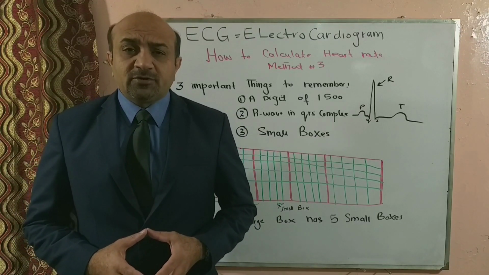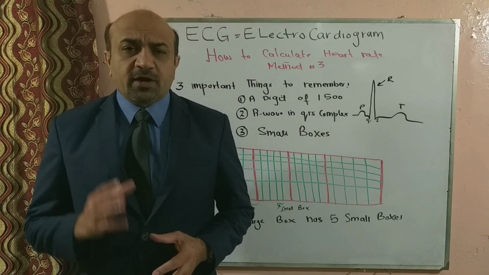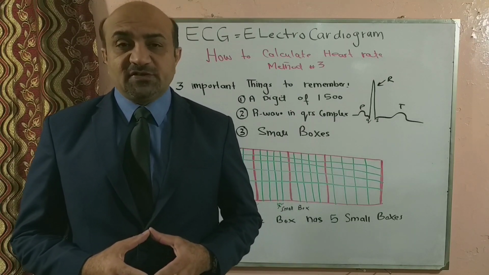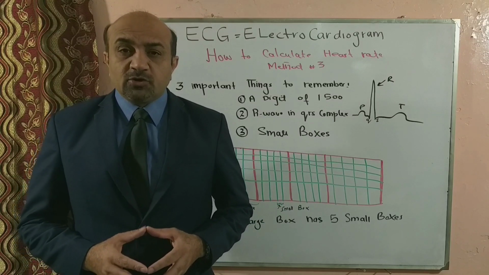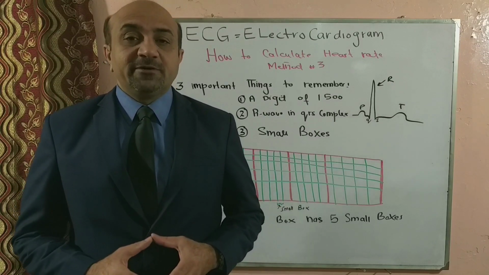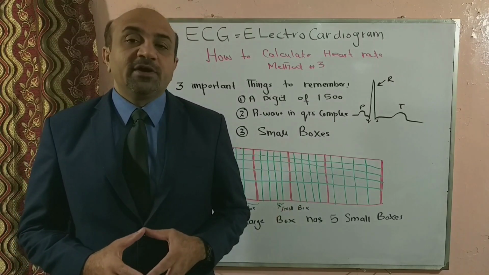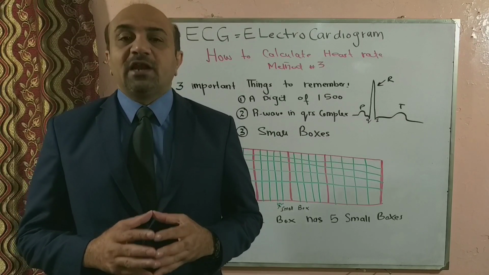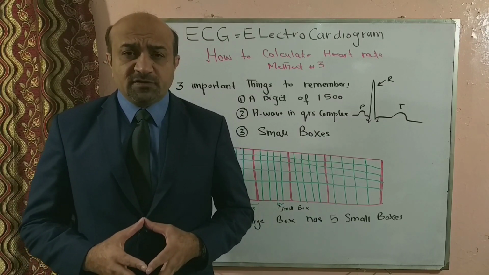In this video we will talk about the method 3 to calculate the heart rate from the ECG paper. This is going to be the second last method, because after this we will make a video on method 4, which will be the last method to calculate heart rate from the ECG paper.